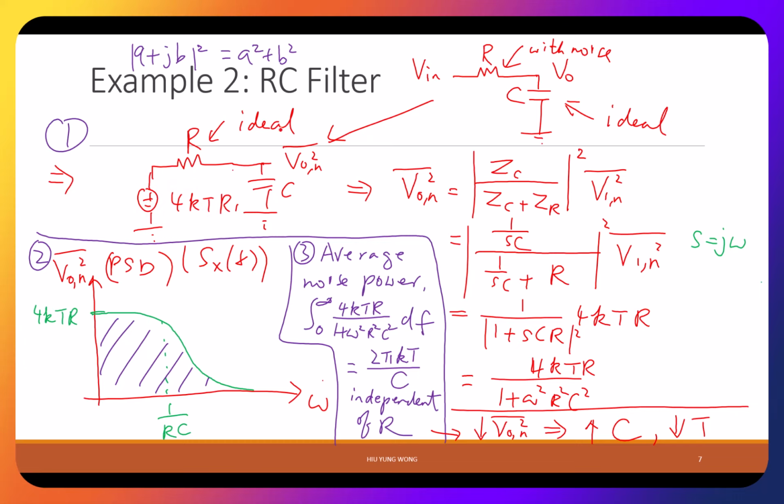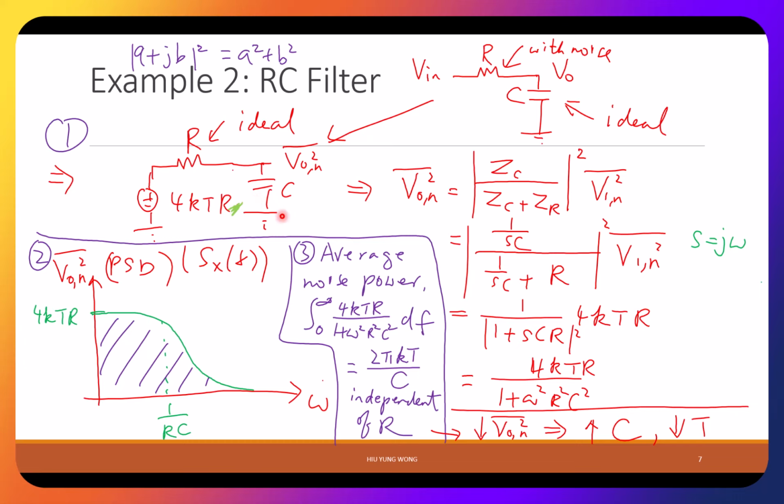And actually, not to confuse everyone, here we actually don't have this, right? This is not R1, this is R only because I call this R, right? So this is 4kTR. Okay, so this is 4kTR, and then our question is, how much noise do you get from here?